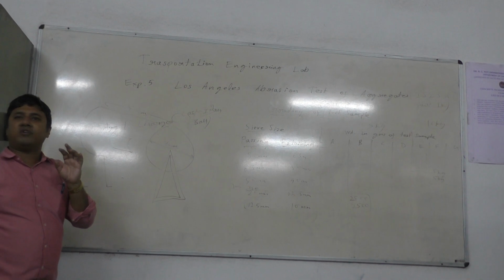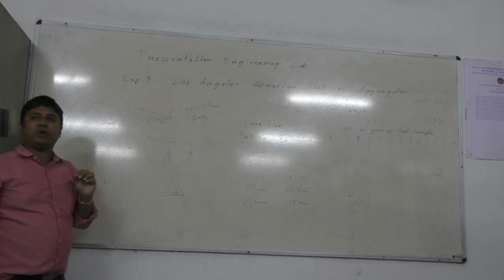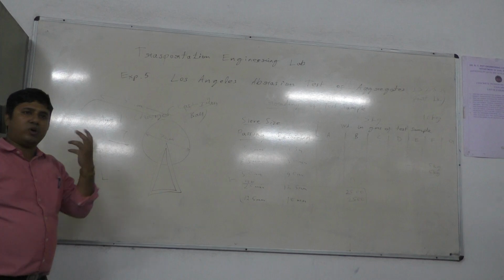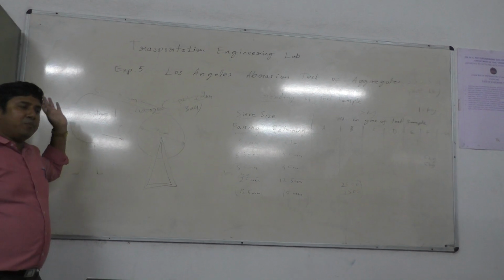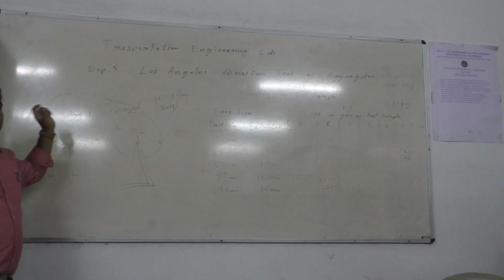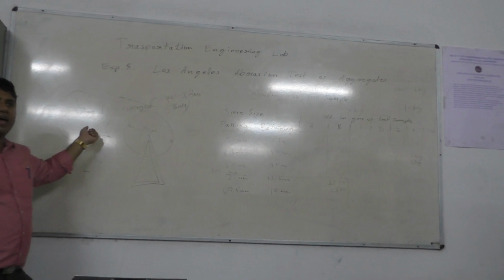We have to first take a dry sample. For 24 hours we have to heat the aggregate at around 130 degrees Celsius. Once we have gotten rid of the water, we can use the sample. We put the sample into the machine with the 11 abrasive charges.